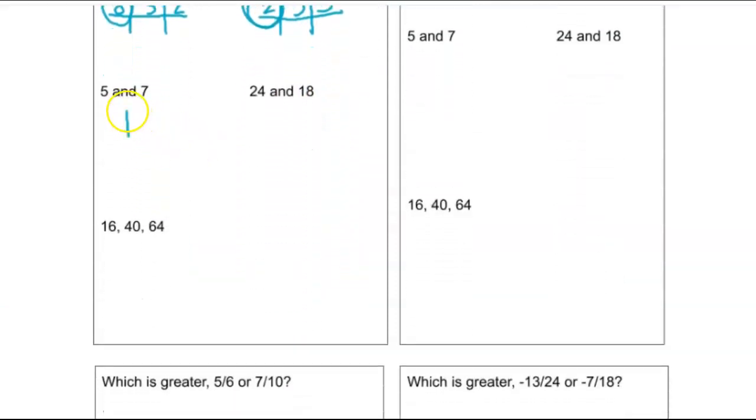We have a 5 and a 7. So I'm going to set up my board. The only thing that can go into 5 and 7 is 1. So that is our answer. Sometimes it's just going to be 1.